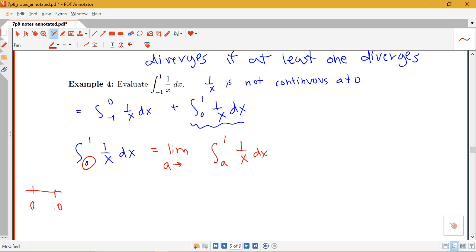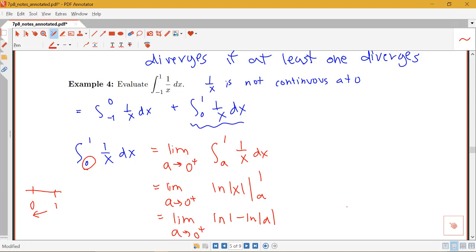So remember, I've got to approach my value here from inside of my interval. So notice that I'm going to have to approach 0 from the right. So this is the limit as a goes to 0 from the right of the integral from a to 1 of 1 over x dx. So now we can go ahead and take our antiderivative. So we'll have log of the absolute value of x here from a to 1. We have the limit as a goes to 0 from the right. This will be log 1 minus log a.